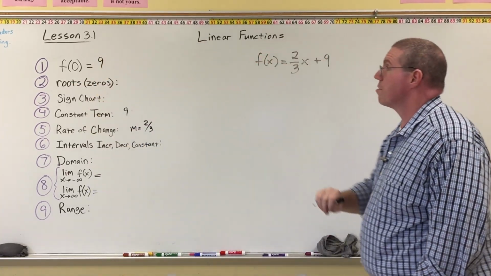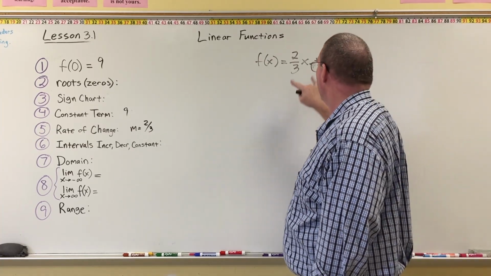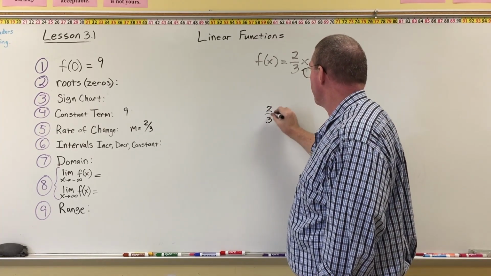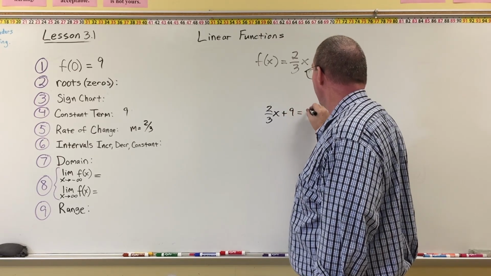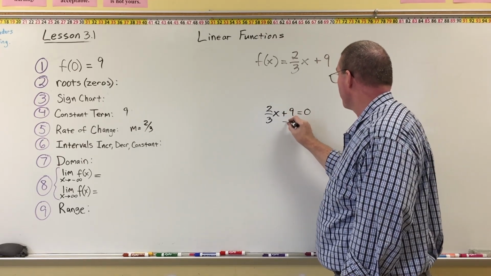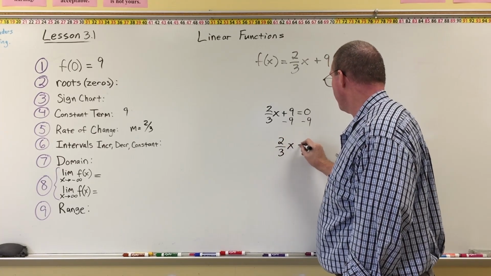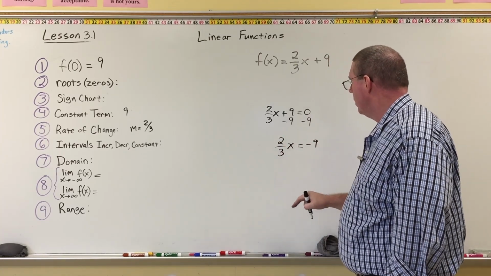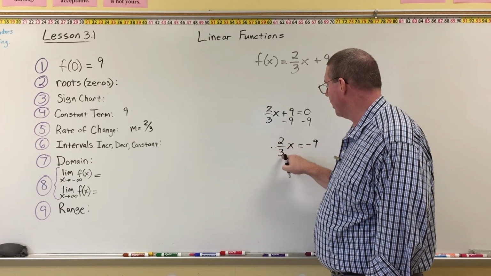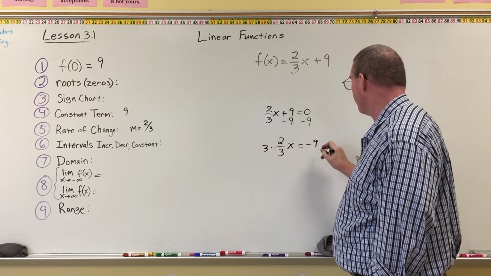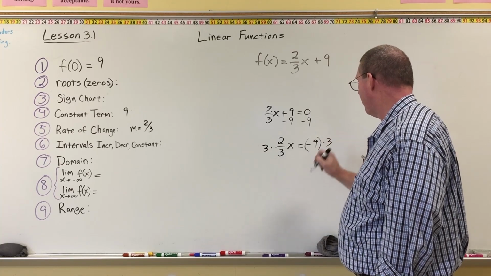To find the roots, or the root, there's only one, we're going to take our 2/3 x plus 9 and set it equal to 0. Okay, so we're going to subtract 9 from both sides. We're going to get 2/3 x equals negative 9. To cancel the 2/3, we're going to get rid of the denominator first. So we're going to multiply by 3. So over here, we're also going to multiply by 3.